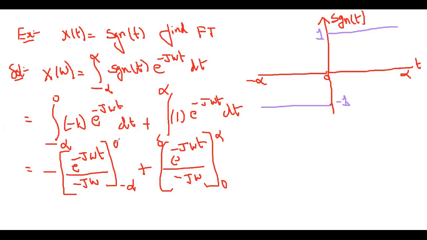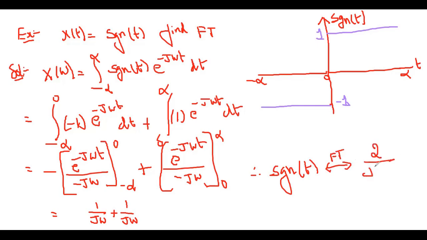First of all, you can substitute e power 0, which is 1, and minus into minus becomes plus 1 by j omega. For the second term, the first part is 0 because e power infinity is 0. The second part is e power 0, which is 1, and minus into minus is plus 1 by j omega. Therefore, the Fourier transformation of the signum of t is 2 by j omega.